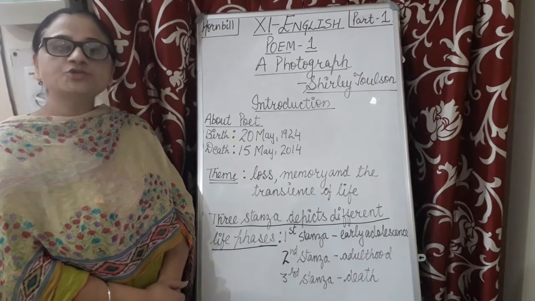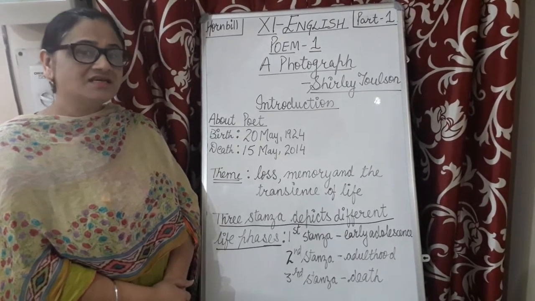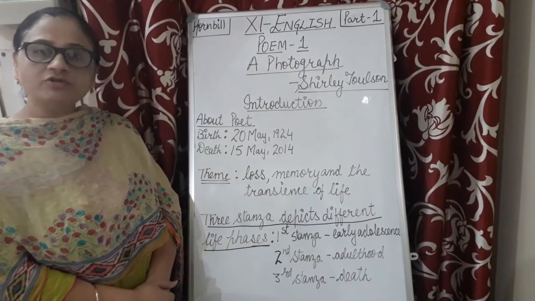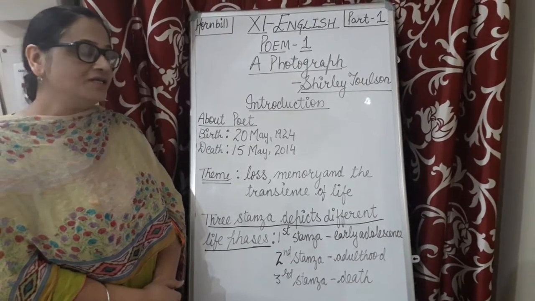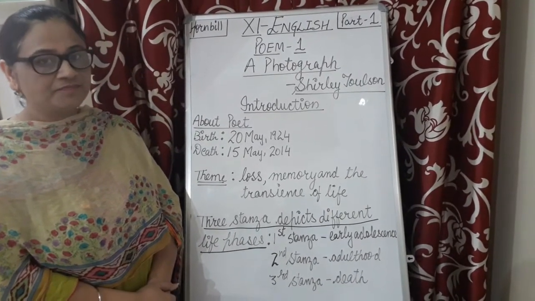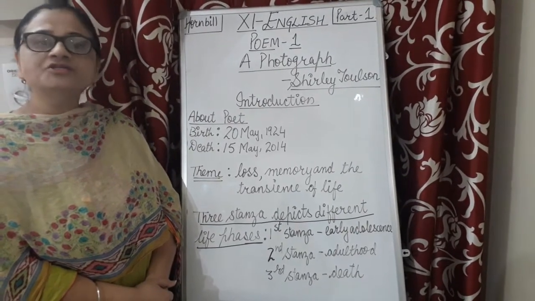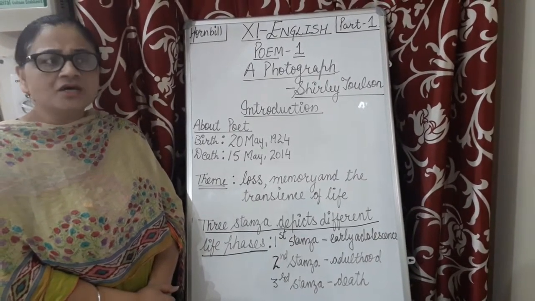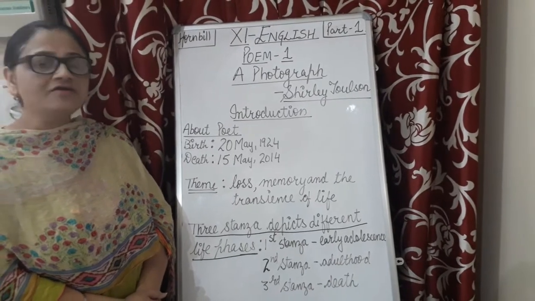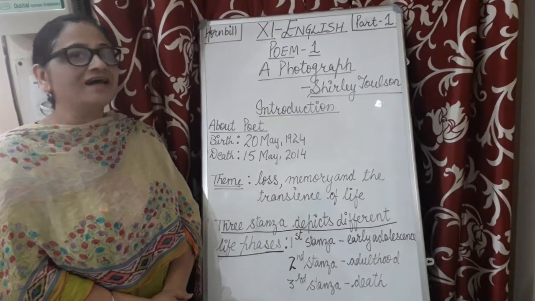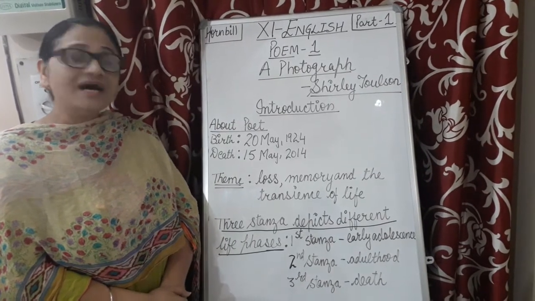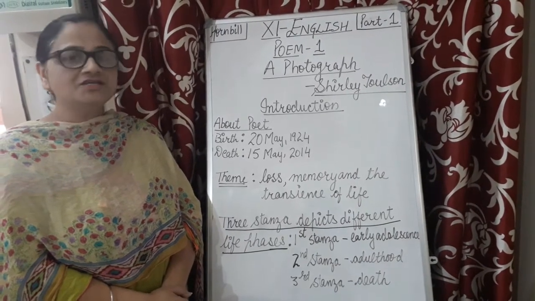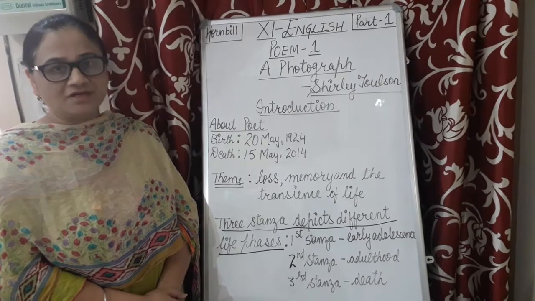Students, before I start with the introduction of the poem, let's read something about the poet. Shirley Tolson, the poet, was born on 20th May 1924 in England. She was a very brilliant British writer. She had in each and every writing a very beautifully woven relationship, love and separation. She died on 15 May 2014, but her writing in the form of this photograph is there with us.